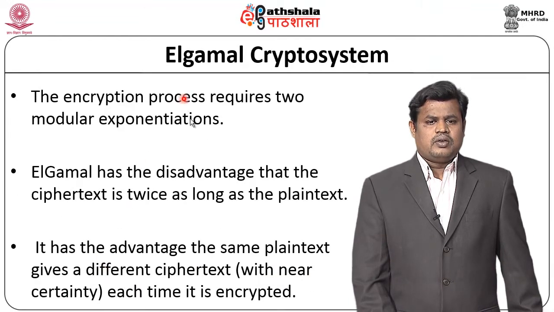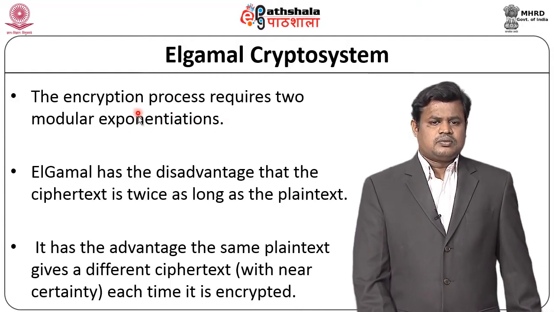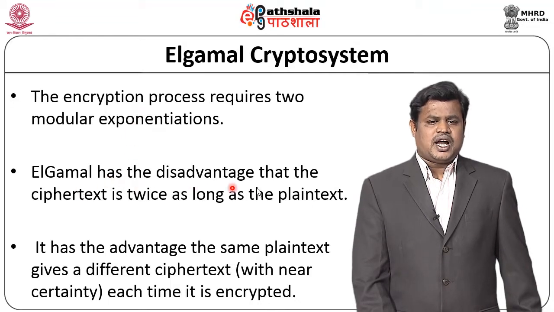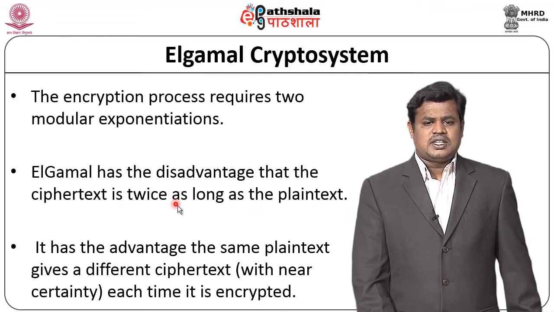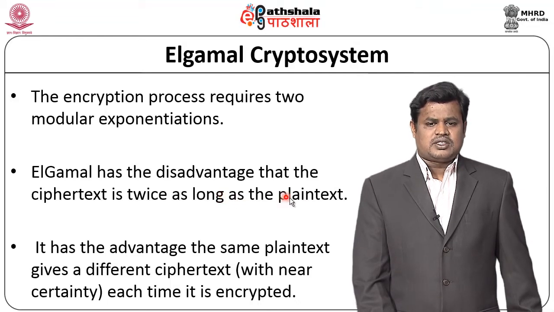With this idea, the Elgamal crypto system is able to design its encryption algorithm. It is based on two modular exponentiations. Elgamal has a disadvantage that the ciphertext is twice as long as the plain text, which is not the case with RSA. So when the plain text is of size 8 bit, then my ciphertext will be 16 bit.